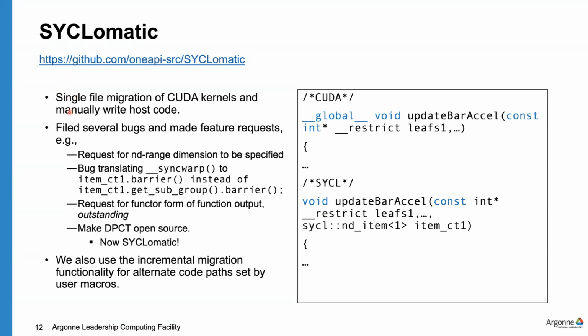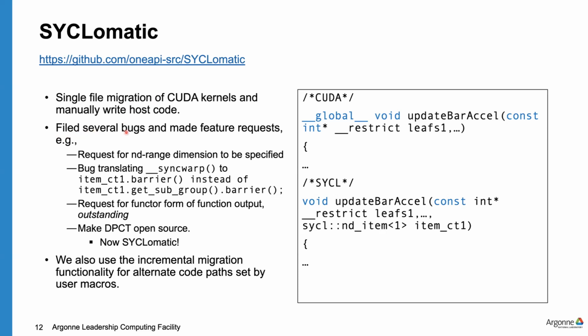To do the actual kernel translations, we do leverage SYCLomatic. An important note is that, code organization wise, all of our CUDA kernels are in their own files, so their own translation units. This is important because the way that we use SYCLomatic is single file migration, so one at a time.